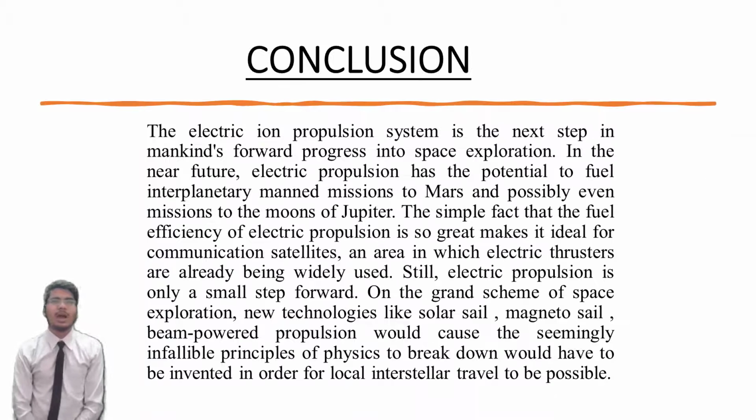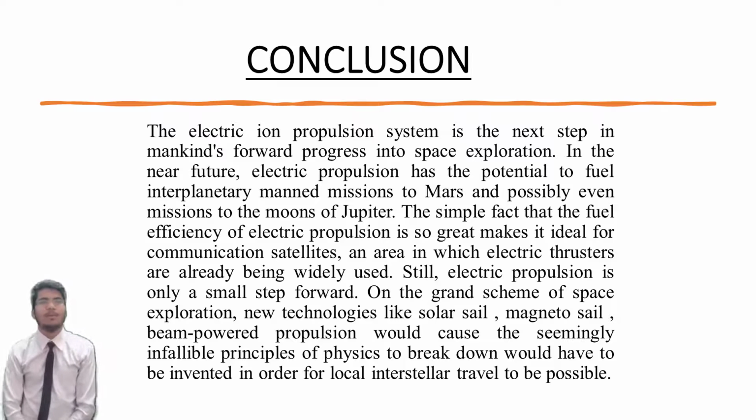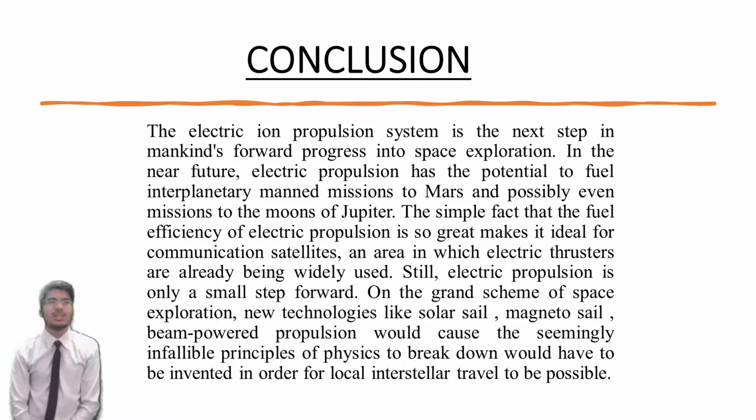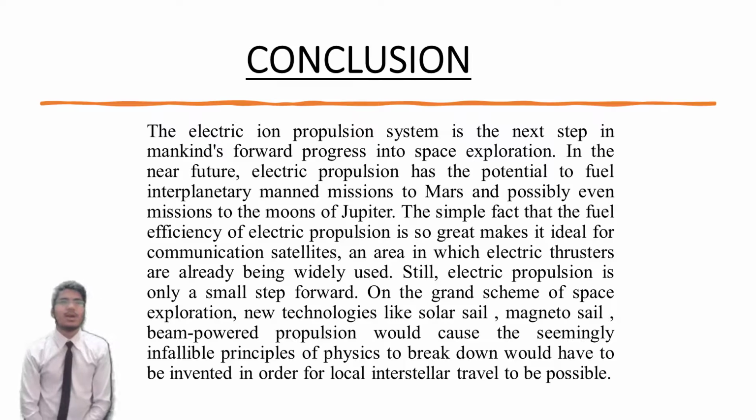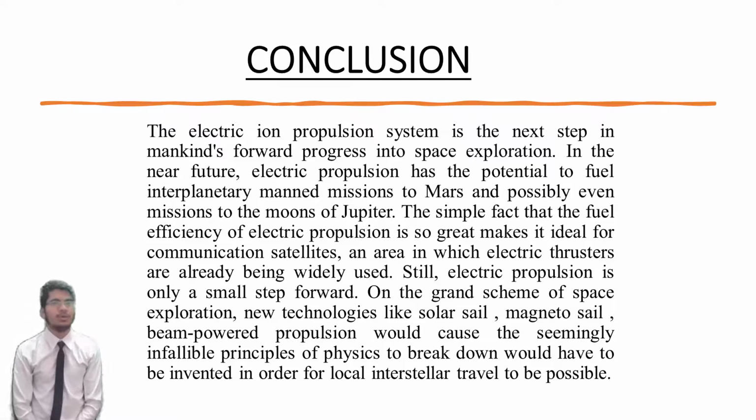Now the conclusion part. The electric ion propulsion system is the next step for mankind's progress into space exploration in the near future. Electrical propulsion has the potential to enable interplanetary manned missions to Mars and possibly even missions to the moons of Jupiter. The simple fact that the fuel efficiency of electric propulsion is so great makes it ideal for communication satellites, an area in which electric thrusters are already being widely used.